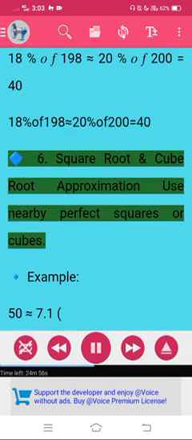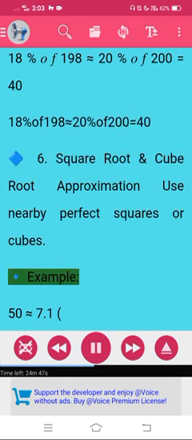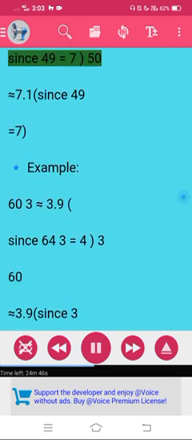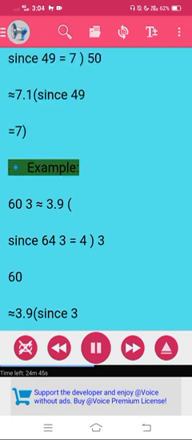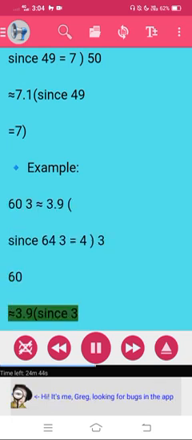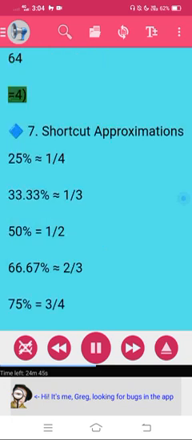Large diamond 6. Square root and cube root approximation. Use nearby perfect squares or cubes. Small diamond example. √50 approximately equals 7.1, since √49 equals 7. Small diamond example. ∛63 approximately equals 3.9, since ∛64 equals 4.